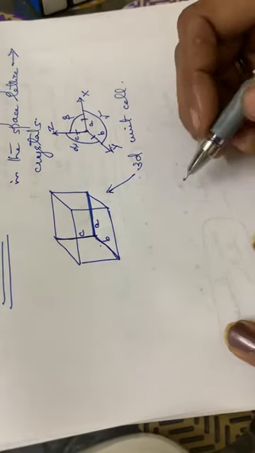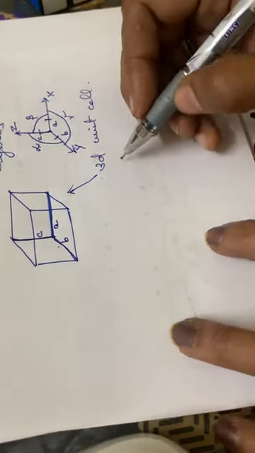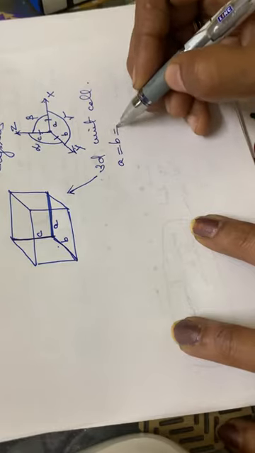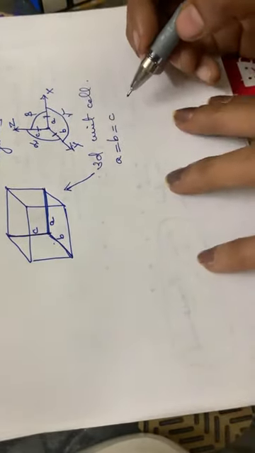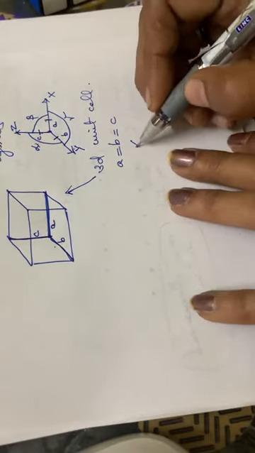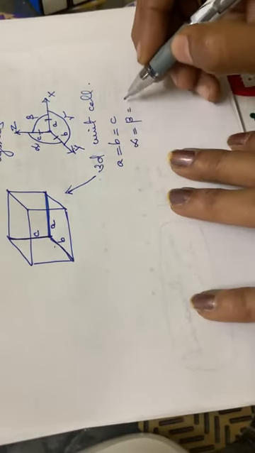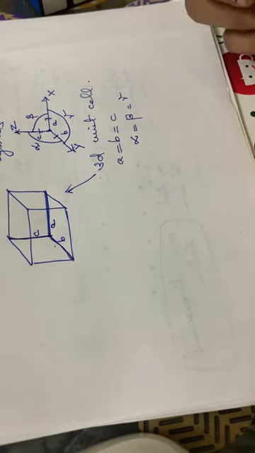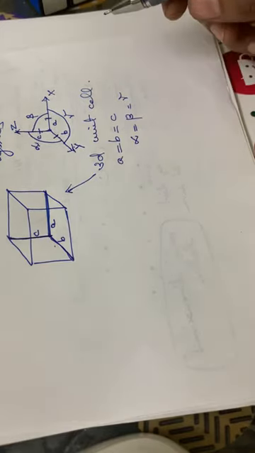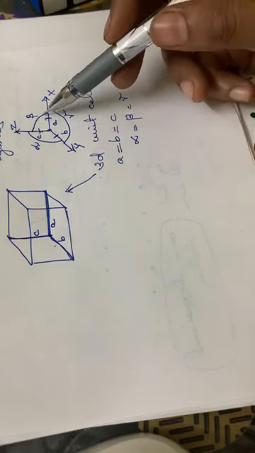Also see here the distances A is equal to B is equal to C. Almost all are the same distances. So A equals B equals C, and also the angles alpha equals beta equals gamma. So this is the representation of a unit cell, and you have to mark the angles as well.